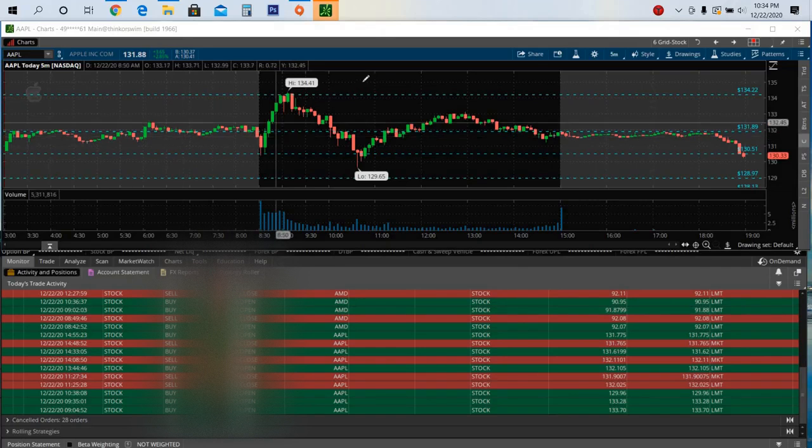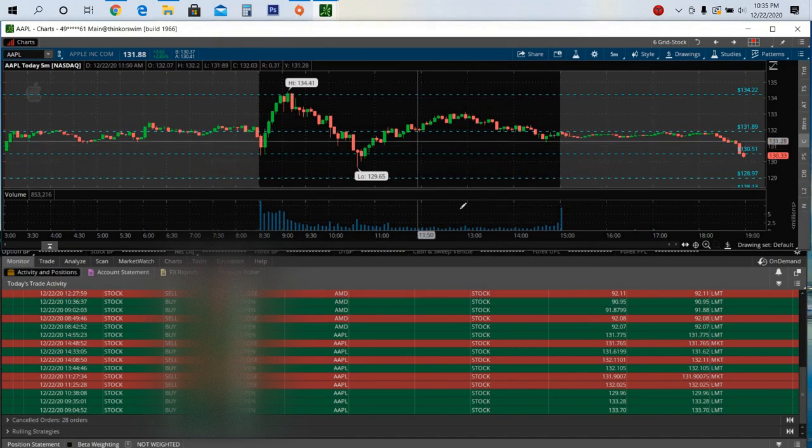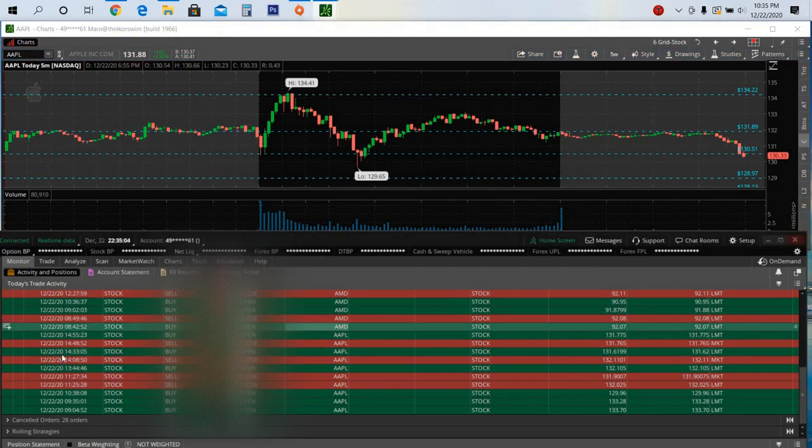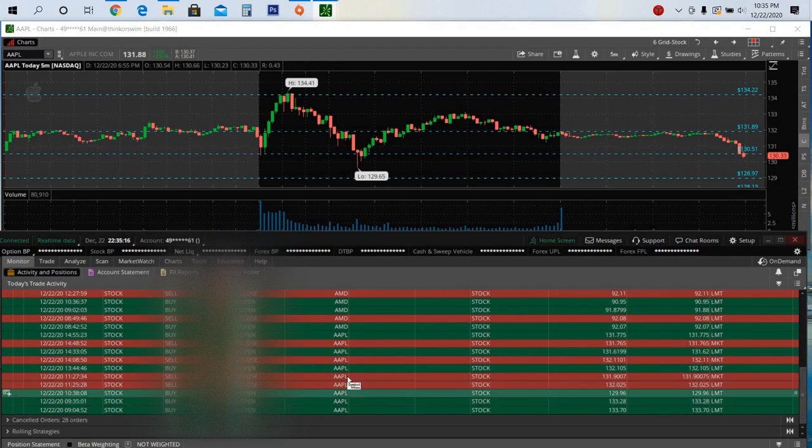So I wanted to enable this feature, show trades on the chart, but for some reason it's not working. So I'm gonna be going back and forth between the monitor tab and obviously the chart. So let's start with the Apple.